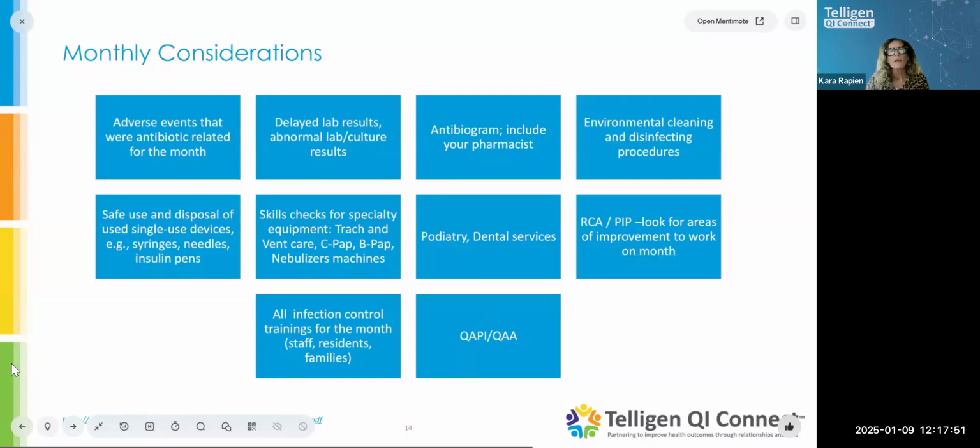Using all of these tools that you've been tracking daily and weekly and now monthly to use for improvement. Do you have any adverse drug events, as an example, or were there delays in lab draws and the results? These kinds of things should be monitored on a regular basis. And again, if you're identifying some of these issues, doing a root cause analysis, chartering a PIP with your team can help with that quality improvement piece and work on QAPI.